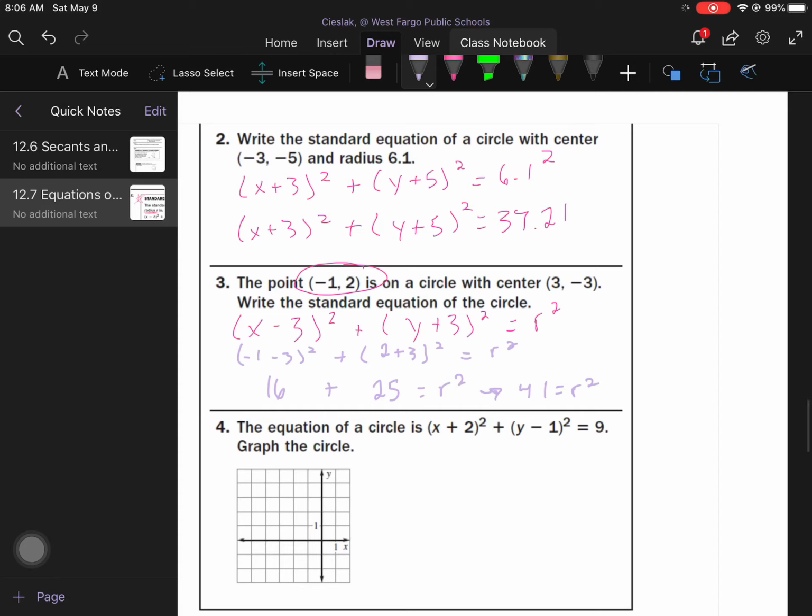So to write the equation, I've got to come back and plug that in right here. So I'm going to just erase this. And then this is equal to 41, because that was my r squared.